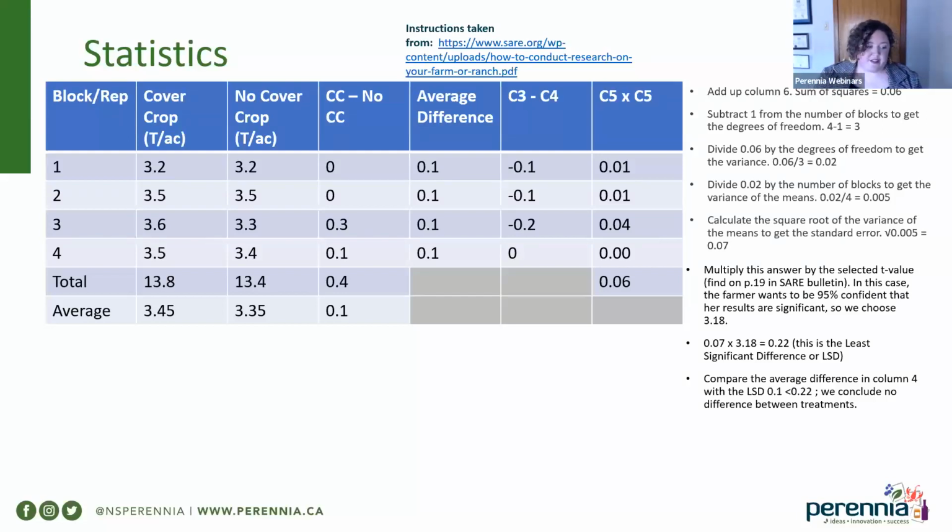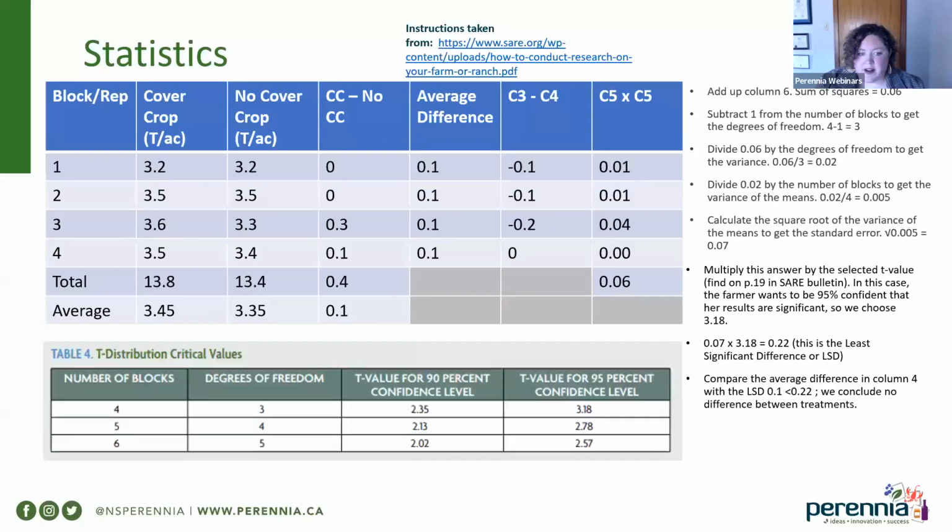Then we will calculate the square root of the variance of the means, and that gives us the standard error, which is 0.07. So for this next step, I'm going to pull another table from that publication, and what we want here is to select a t-value, which is basically our confidence level. We want to be really sure that the data that we're collecting is significant. So we're going to use a 95% confidence level. We've got 4 blocks, so our t-value here is 3.18.